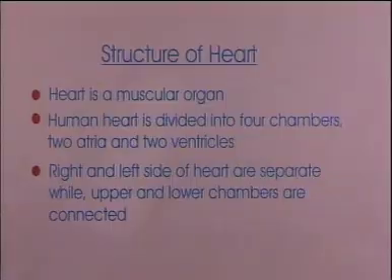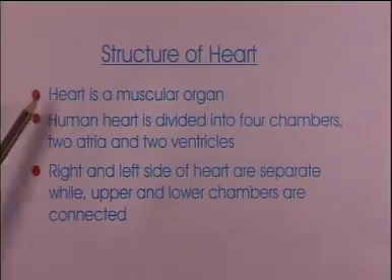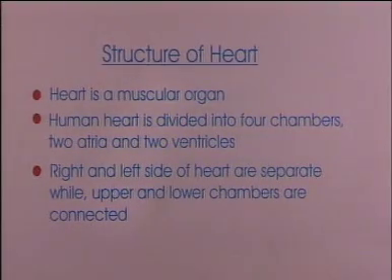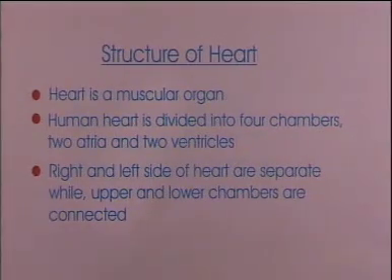Now, the structure of heart. Heart is a muscular organ. Human heart is divided into 4 chambers, 2 atria and 2 ventricles. Right and left side of heart are separate while upper and lower chambers are connected. Dear students, our today's program was about the structure and composition of blood as well as on the circulation of blood in the heart.